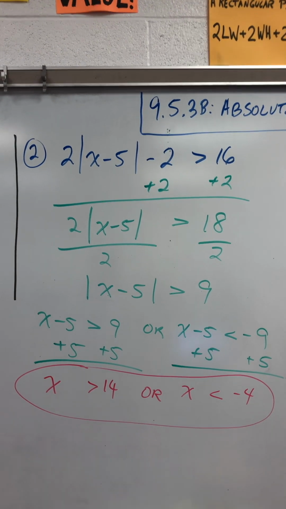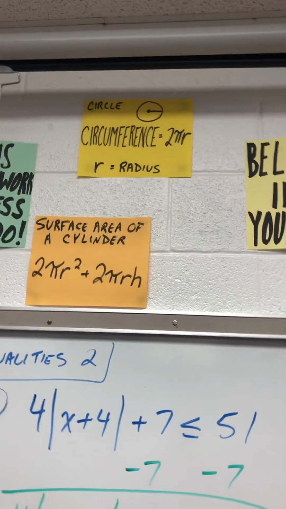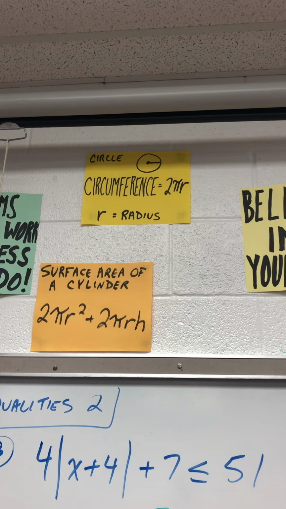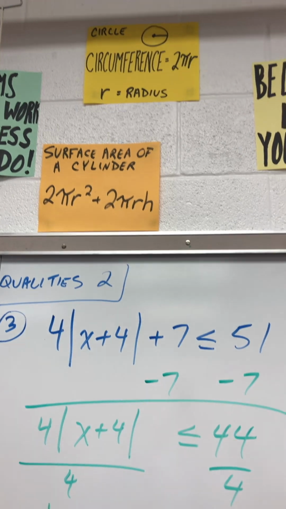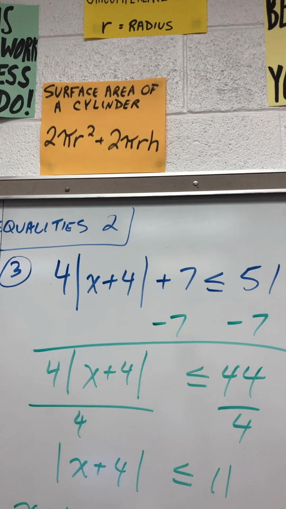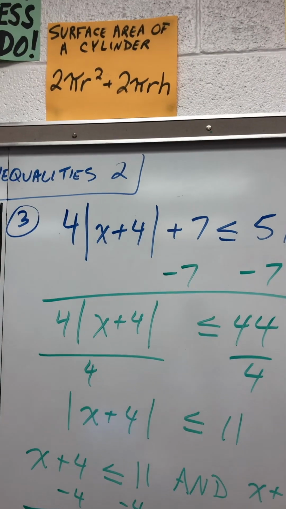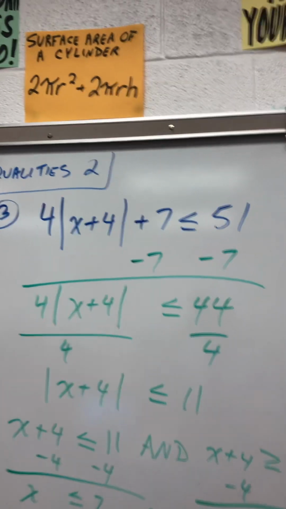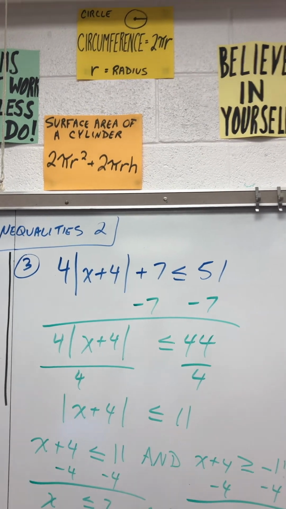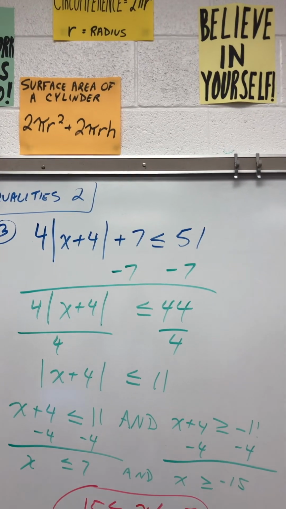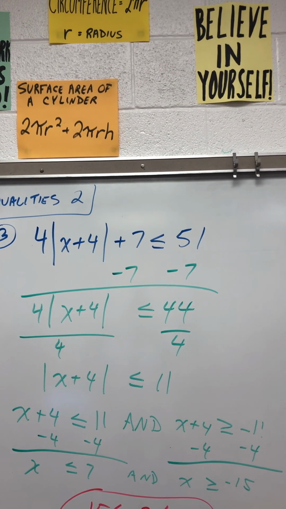Okay? So greater than is or. Here's less than. This one is less than or equal to. Okay? This is an and statement. Okay? So first I'm going to subtract 7 from both sides and then I'm going to divide by 4. Absolute value x plus 4 less than or equal to 11. All right, so x plus 4 is less than or equal to 11 and x plus 4 greater than or equal to negative 11. I'm going to subtract 4 from both sides and get x less than or equal to 7 and x greater than or equal to negative 15.